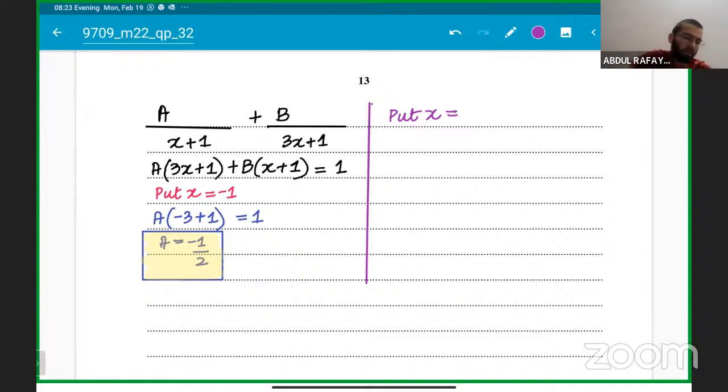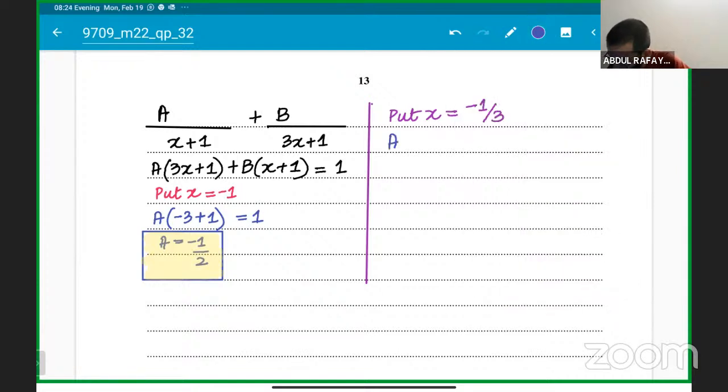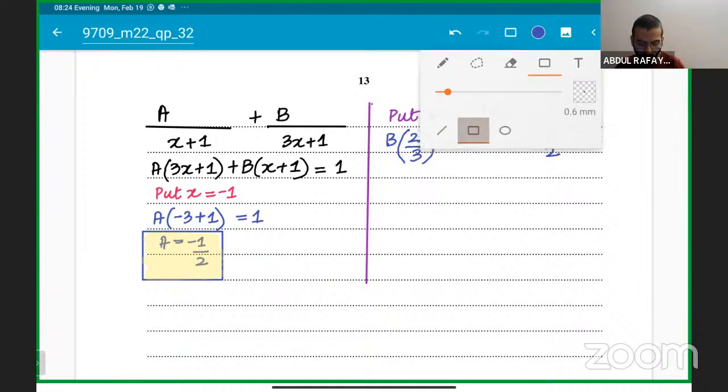Everyone can hear me, right? Okay, so put x equals -1 over 3. So it will be A times something that will finish off, and then B will remain. So B times (-1 over 3 plus 1), which is 2 over 3, equals 1. So the B value will be 3 over 2, which is 1.5. Understood? Got it, guys?